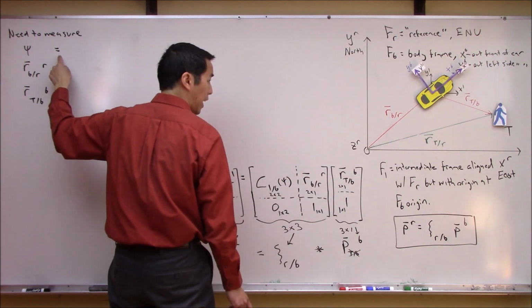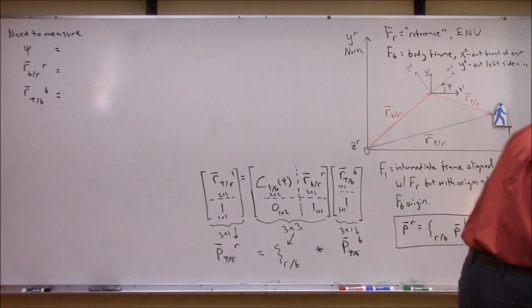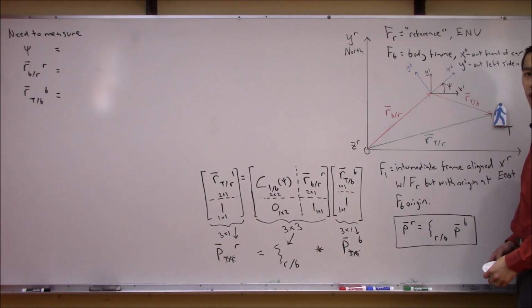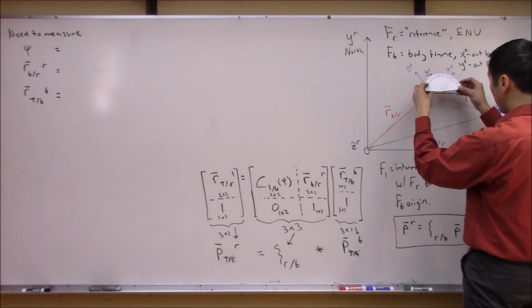Let's first get psi. So again, you know where psi is. Let's pull this car off so it doesn't obscure everything. Here's the angle psi. Now, I want to make very careful calculations and measurements because, again, the geometry is going to matter.